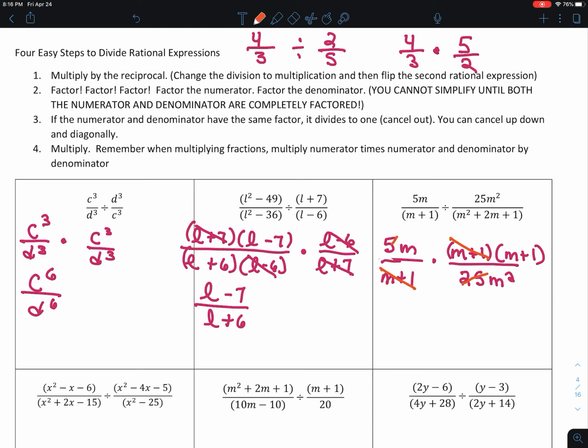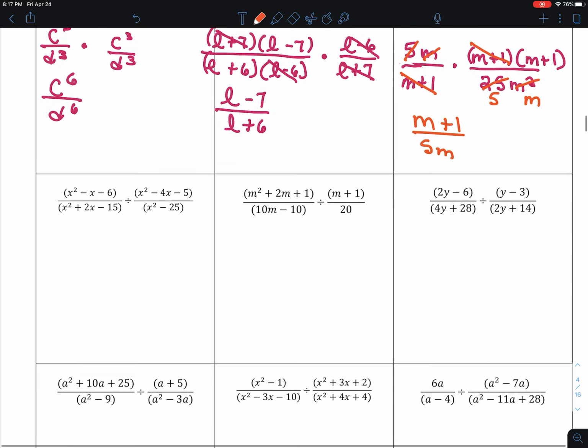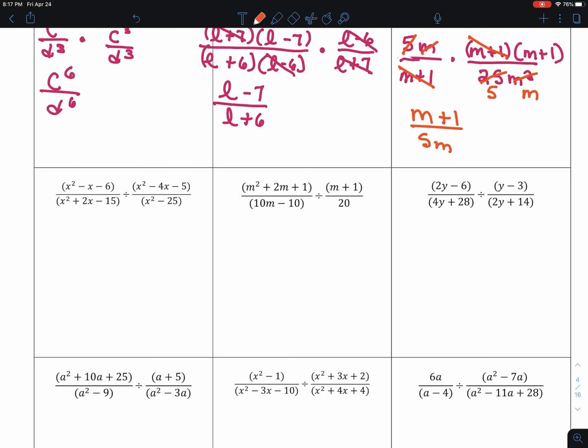I can cancel the 25 and the 5, and that's going to make this 5. And m divided by m squared is going to make that m. So I'm left with m plus 1 over 5m. And if you're struggling with that, it's 5 times 5 times m times m over 5 times m. So the 5 and m cancel, and I was left with 1 over 5m, sorry.